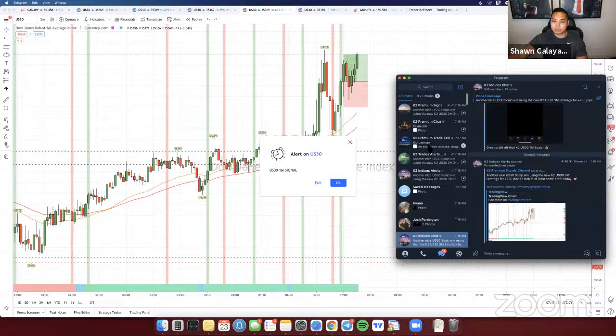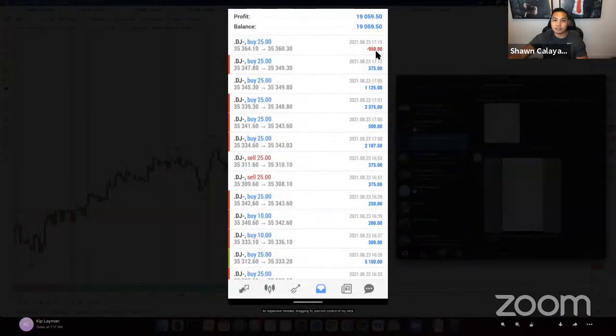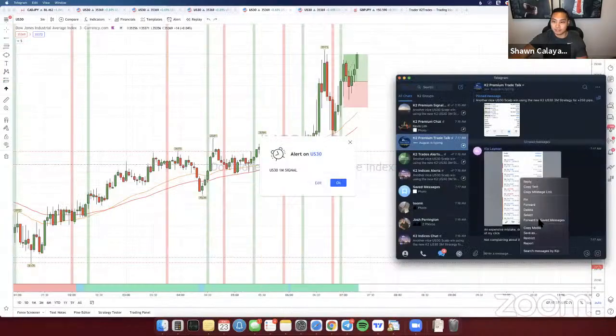Other than that, I think we're pretty much good for the most part. Kip over here said, an expensive mistake, dragged stop loss and lost control of my click. So he accidentally ate a loss right there. He's still in profit, 19,059 for the day. But he could have been in profit 20,000 for the day if he didn't have that little loss right there. But it's all good.